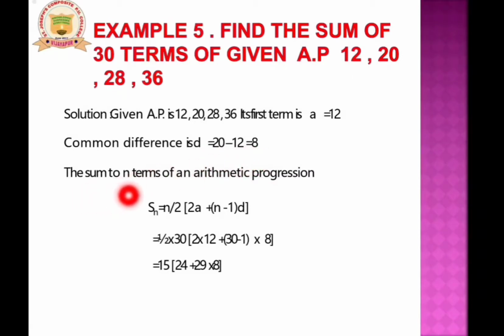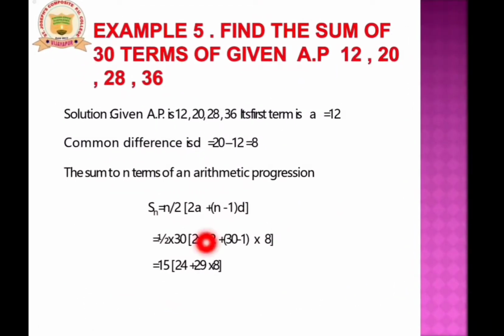And we know the sum of n terms of an arithmetic progression is Sn is equal to n by 2 into 2a plus n minus 1 into d. So here n is 30 because we have to calculate the sum of 30 terms. So n is equal to 30: 30 by 2 into 2 into 12 plus 30 minus 1 into 8. On solving this, 30 by 2 is 15, 2 into 12 is 24, 30 minus 1 is 29 into 8 as it is.